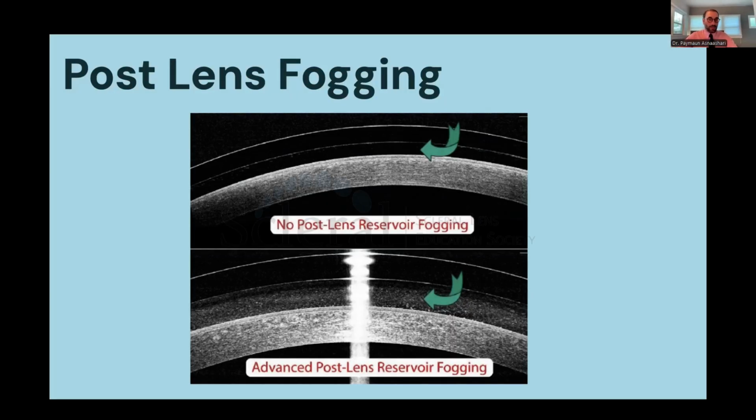Next big issue that you will often need to troubleshoot is post-lens fogging. This can be a challenge, and this is just showing you a photograph of it through an OCT. So this top photograph is showing where the saline layer is, and you can see here that there's no debris in this area, so this looks really beautiful. Down here, you'll see a much bigger difference. Where this arrow is pointing is also the saline layer, and you'll see that there's a ton of debris here. Someone who has this level, if you see this on an OCT, will definitely complain, and it's something that needs to be addressed.